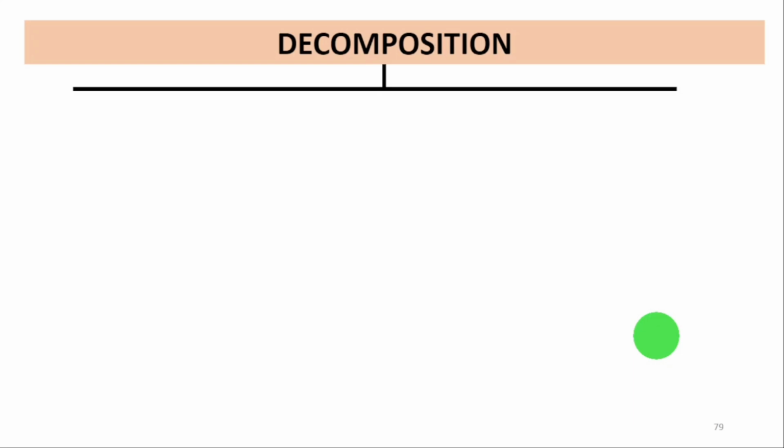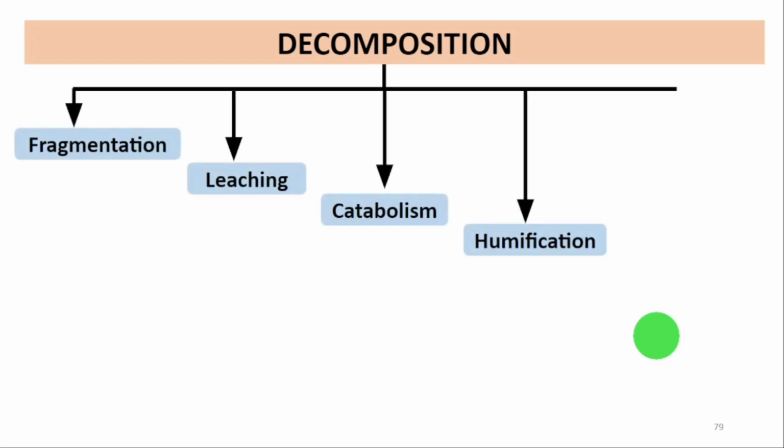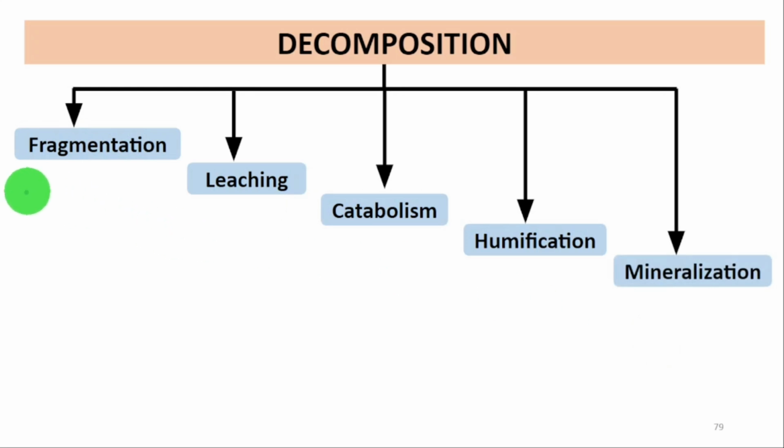So this process of decomposition is conversion of the organic matter or anything dead material into inorganic ions. So it is divided into different substages: fragmentation, leaching, catabolism, humification, and mineralization. So let us understand each and every topic well.